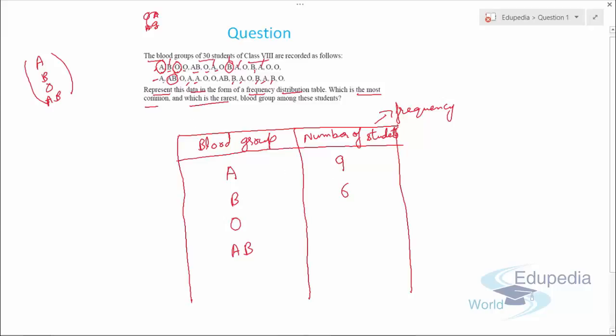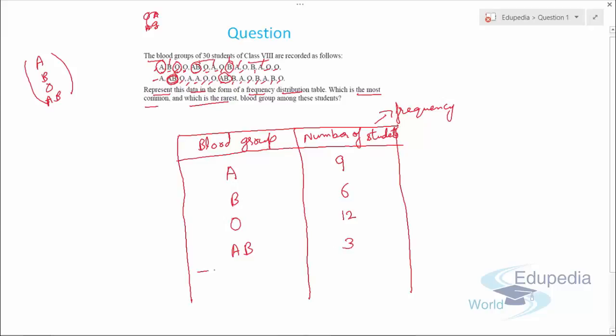Similarly, for O, we need to count. This is 1, 2, 3, 4, 5, 6, 7, 8, 9, 10, 11, 12, right? So under the blood group O, we have 12 students. Now let's count for the last one, which is AB. So this is 1, this is 2, right? Any other, you can search properly, and this is 3. So 1, 2, and 3. So there are 3 students with blood group AB, and we can write 3 over here.